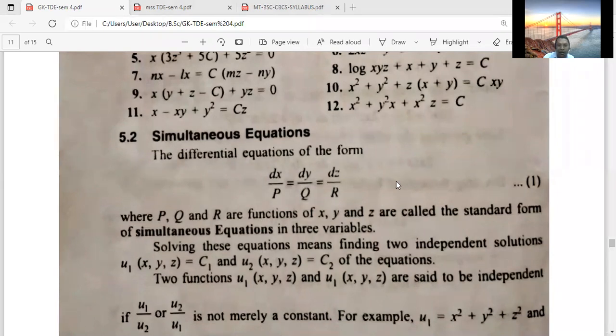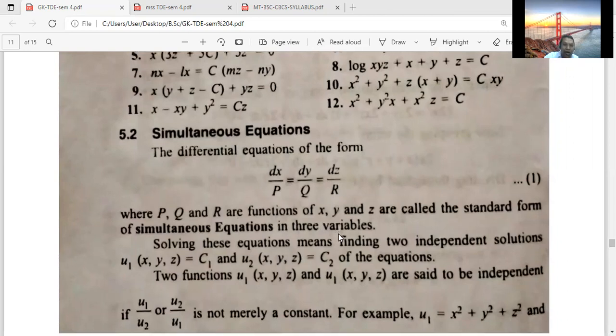Simultaneous equations are differential equations of the form dx by P equals dy by Q equals dz by R. That is the standard form of simultaneous equations. Here P, Q, R are functions of x, y, z. And I will already discuss the methods.